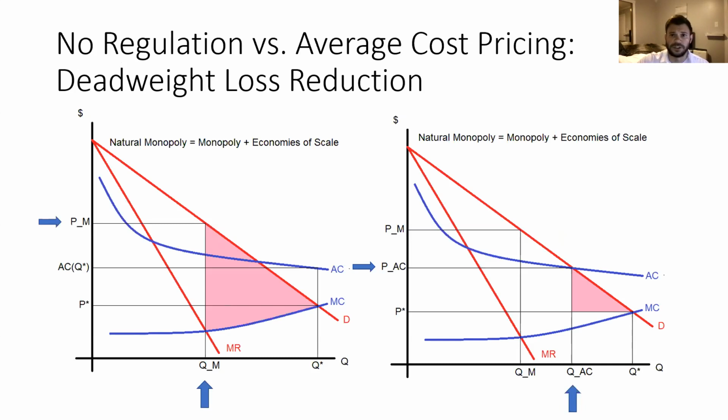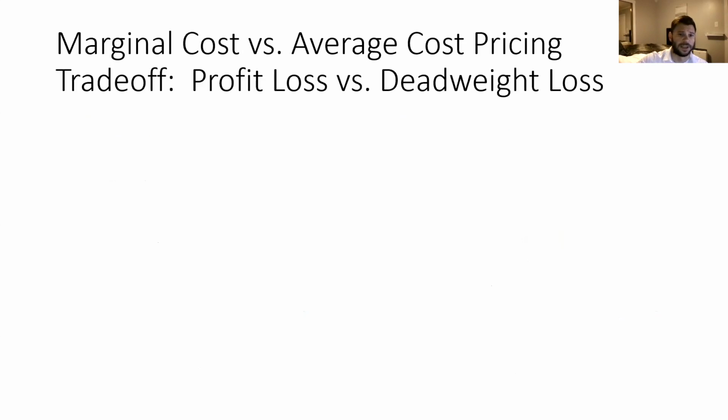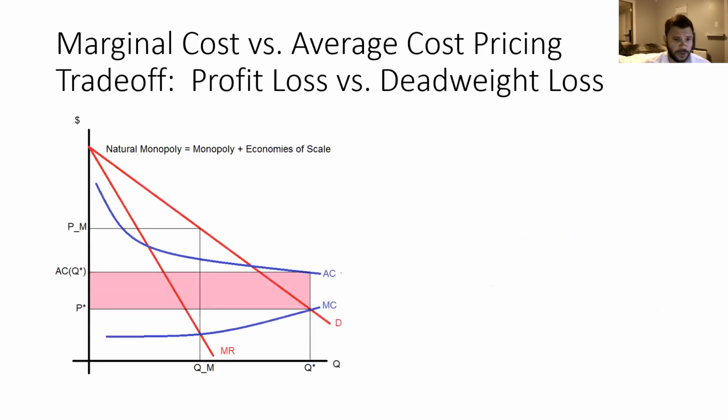Okay, next thing I want to do is just compare the average cost and the marginal cost pricing. So again, this diagram that we're looking at here on the left, no regulation at all. On the right, we're comparing to average cost pricing. Now we're going to look again at the base case of marginal cost pricing. This is when we force the monopolist to charge a price at marginal cost, and this induced a profit loss at a quantity of Q star. Again, the left-hand diagram resulted in zero deadweight loss, just profit loss.